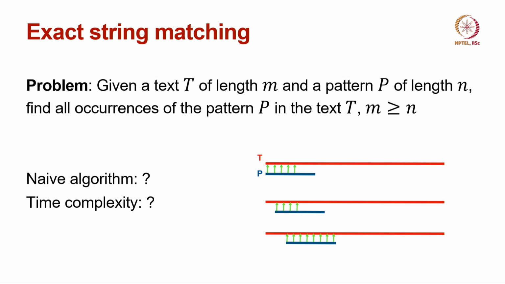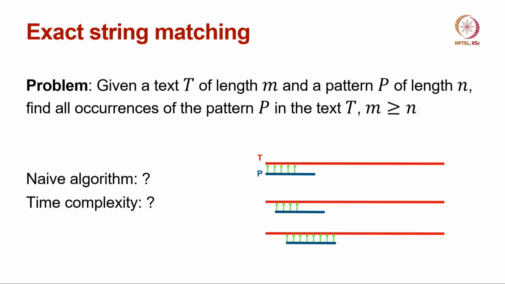Okay, so coming back to the exact string matching problem, the problem is defined as follows: given a text T of length m and a pattern P of length n, find all occurrences of the pattern P in the text T. We can safely assume that m is greater than or equal to n, because if m is less than n, then there is no occurrence of the pattern P in text T.